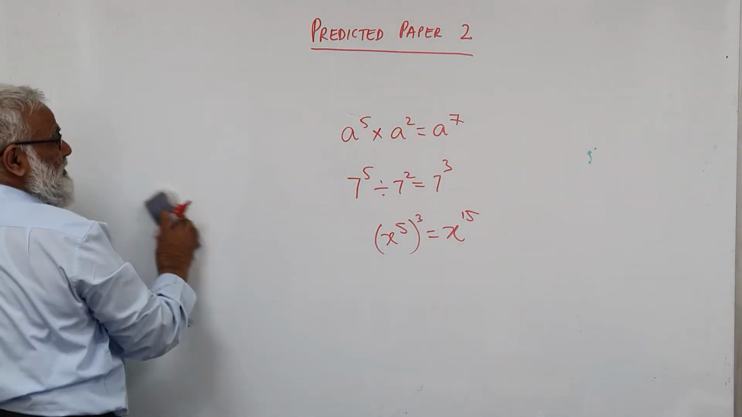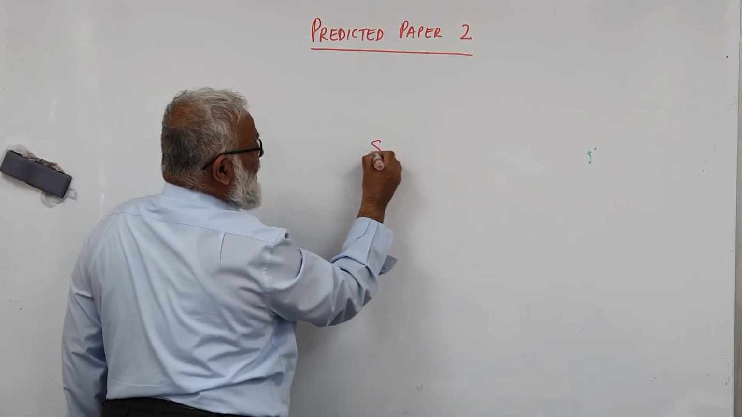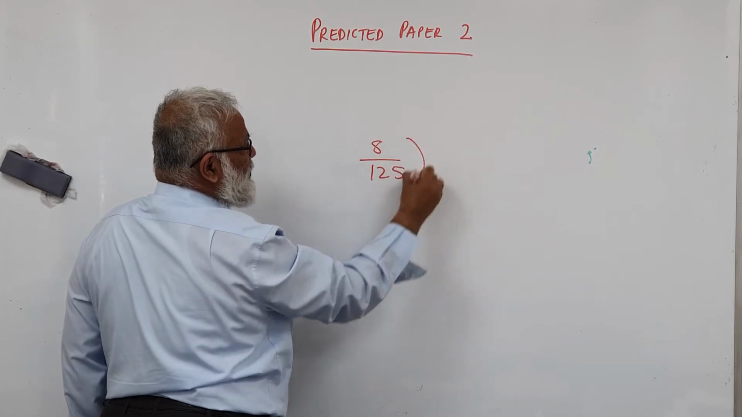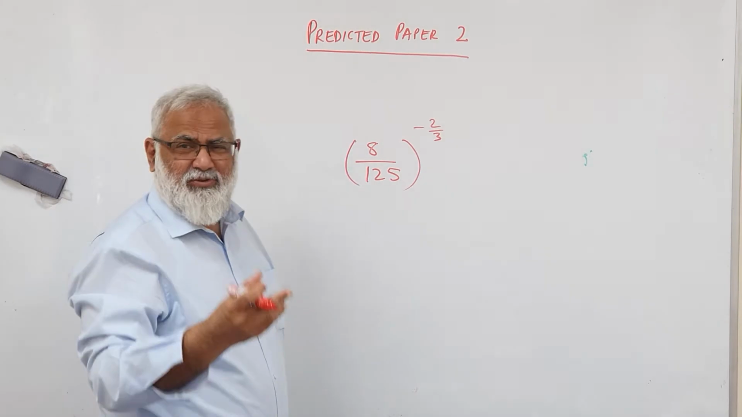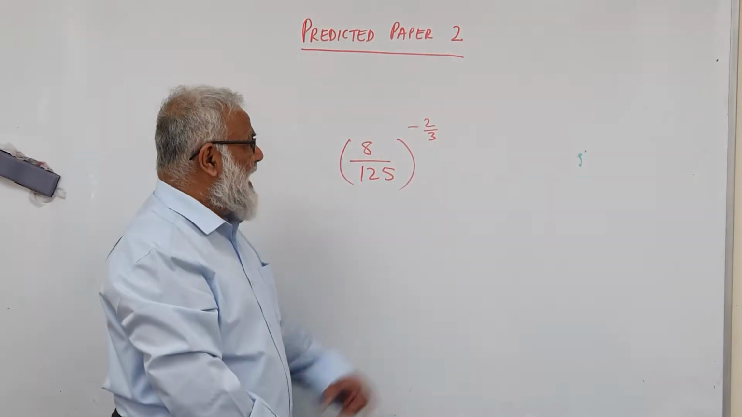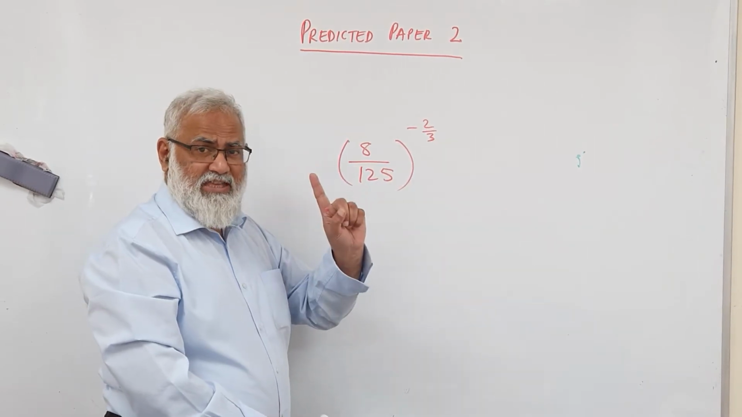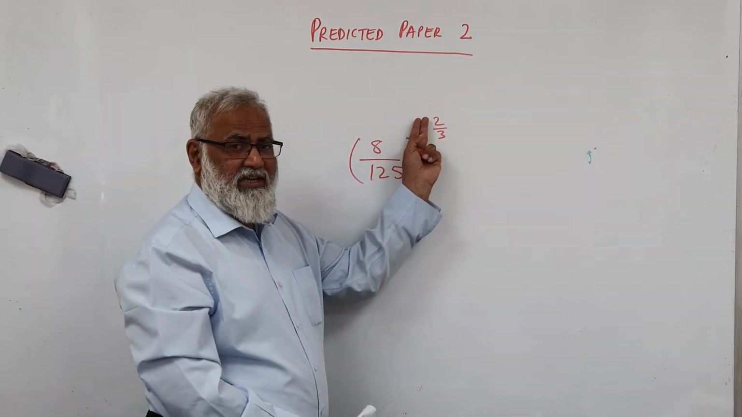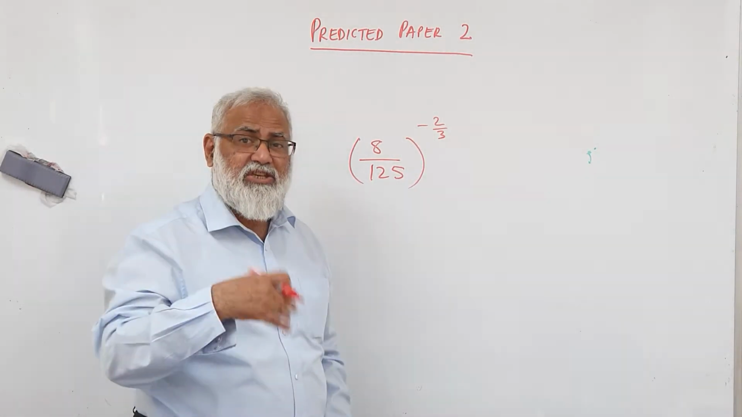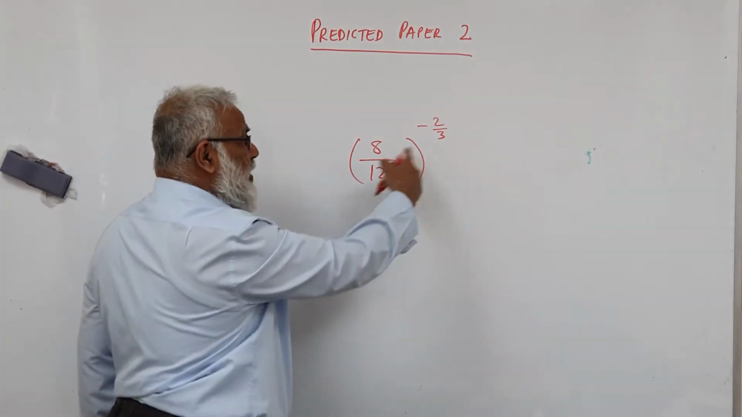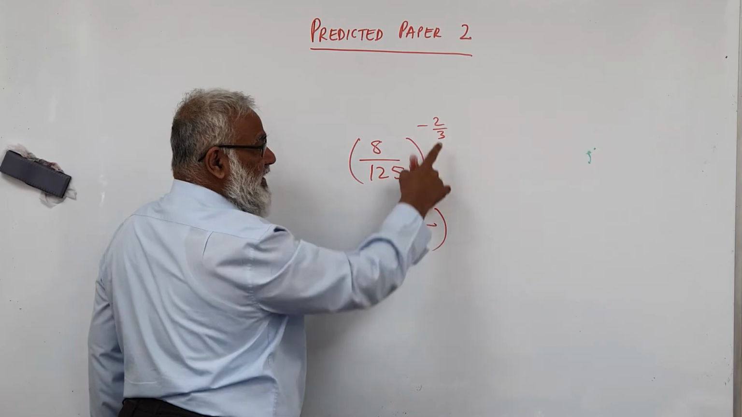Sometimes a negative indices will be given. For example, 8 over 125 to the power minus 2 over 3. This could be a bit hard. So the easiest way you can do that is the 3 means cube root and the 2 means square. So first thing you do, just ignore the negative sign and do the cube root of 8. They will give you some number whose cube root is possible. So the cube root of 8 is 2. The cube root of 125 is 5. You have done the cube root.